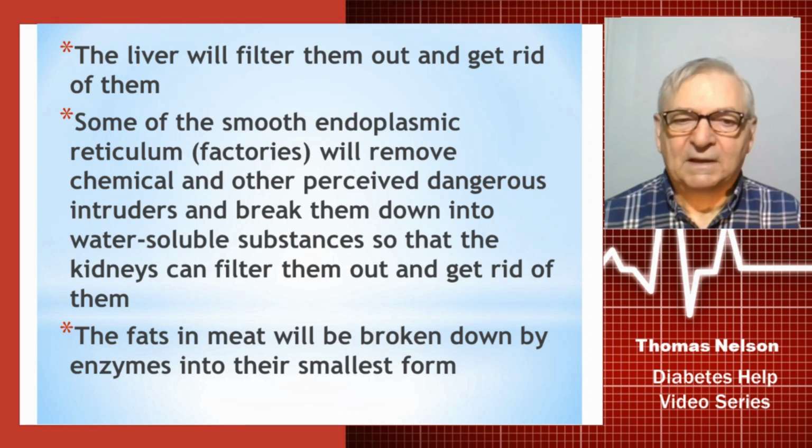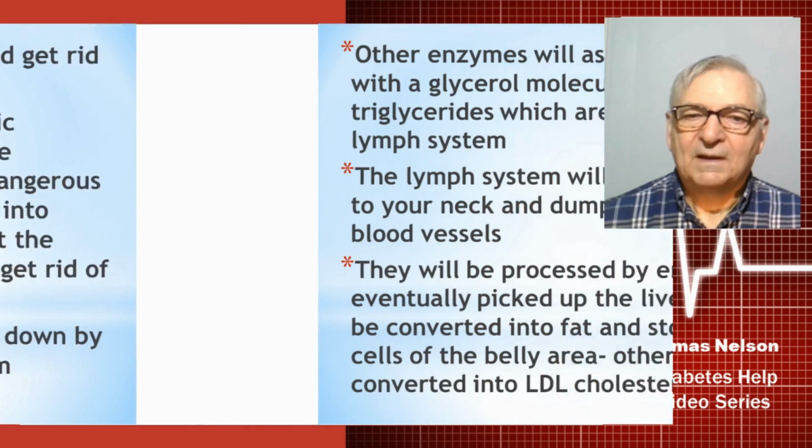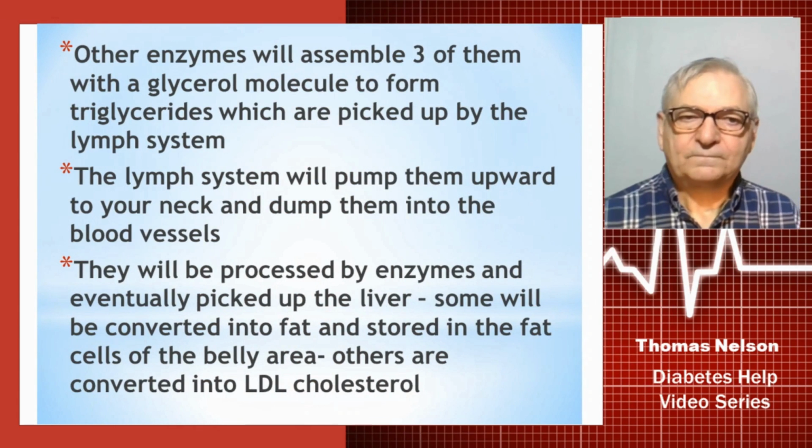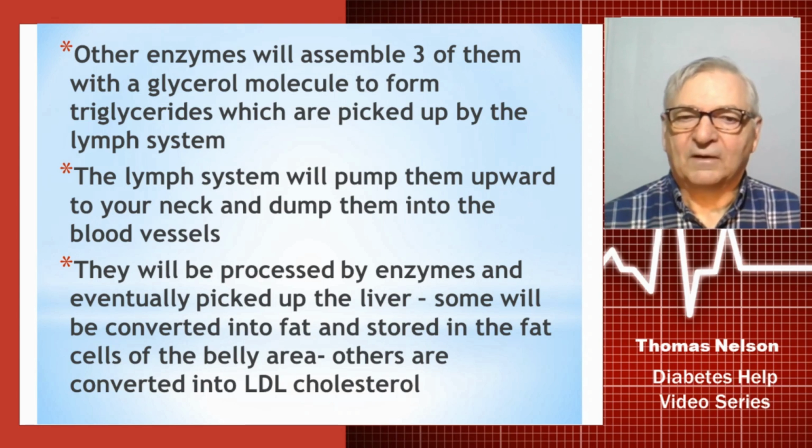The fats in the meat are going to be broken down by specialized enzymes into their very smallest form, single fat molecules. Other enzymes then will take 3 of those, which is tri, and connect them together with a glycerol molecule and form a triglyceride out of the fats. And then they'll be picked up by your lymph system. They're too big to be picked up by those other capillary blood vessel systems and taken to your liver. So instead, your lymph system is going to pick them up.